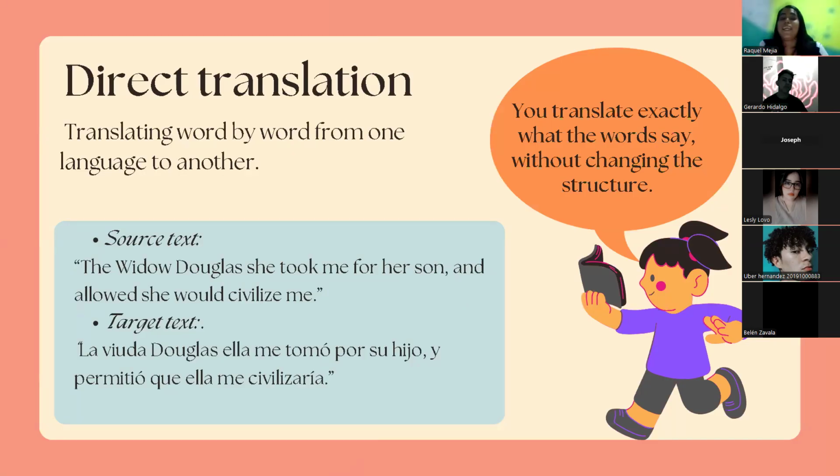Okay, finally, direct translation, which means translating word by word from one language to another. For example, "the widow Douglas, she took me for her son and allowed she will civilize me." "La viuda Douglas, ella me tomó por su hijo y permitió que ella me civilizaría." So, direct means that you translate exactly what the words say without changing the structure or the grammar, even though the sentence sounds weird or doesn't make sense, but it doesn't matter because it has to be the same words without changing the structure.